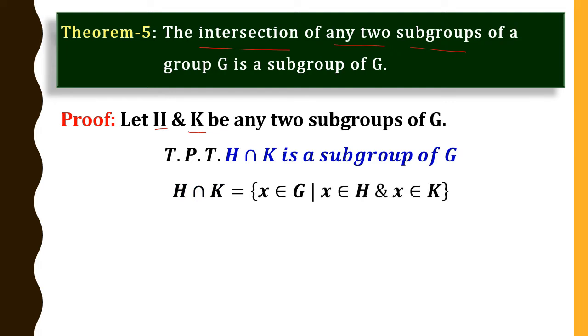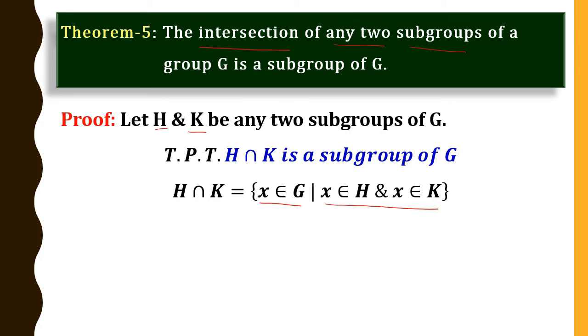Now, we know H intersection K. What is H intersection K? H intersection K is the set of all elements of G such that each must be a common element of H and K. That means it must belong to H as well as it must belong to K. Therefore, H intersection K is the set of all elements x belongs to G such that x belongs to H and x belongs to K.